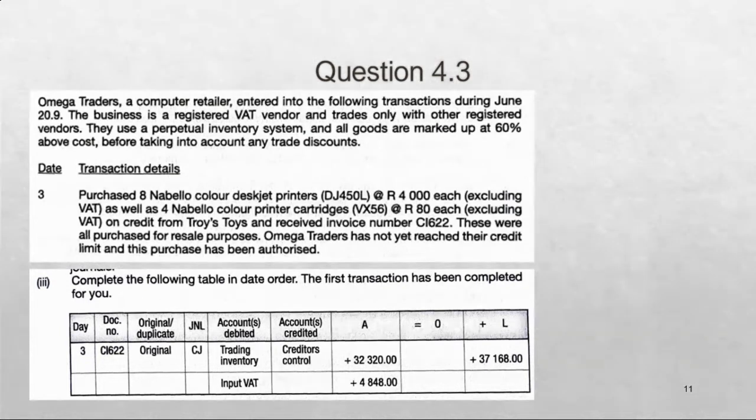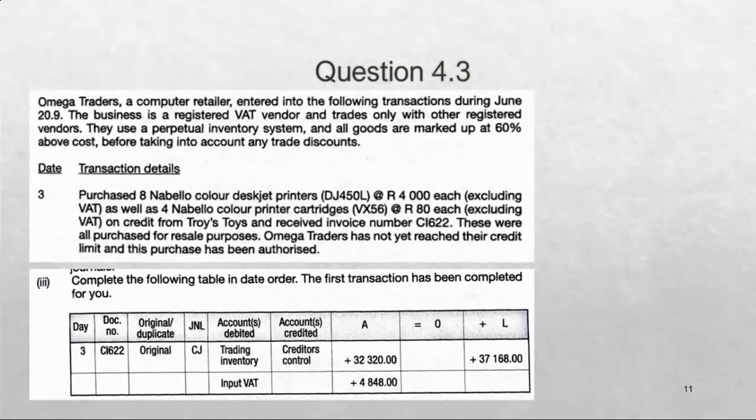Okay, so what he said is perpetual. When we do perpetual, we take it to trading inventory, trading stock, or inventory. Now remember, in a perpetual inventory system, we account for the inventory when we acquire it as an asset.